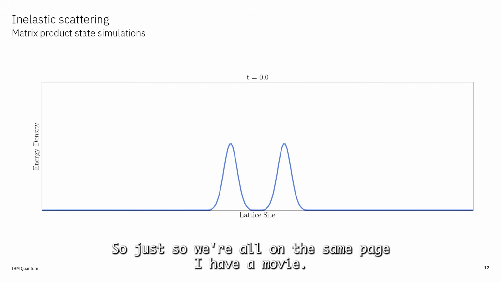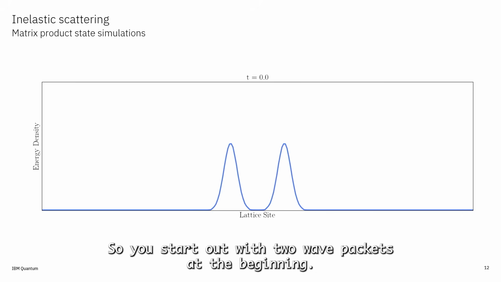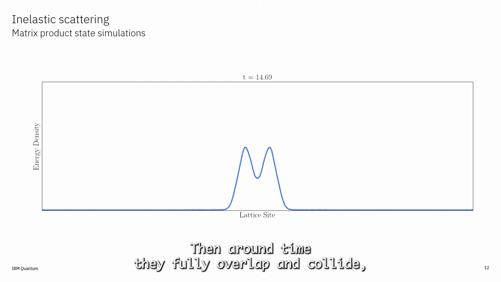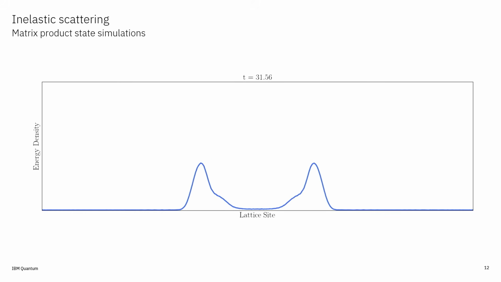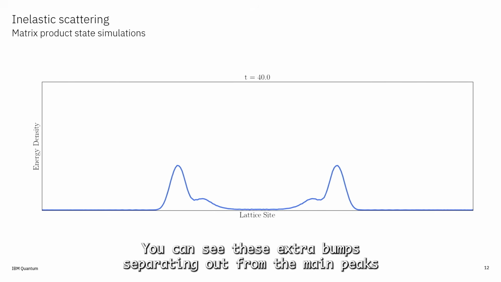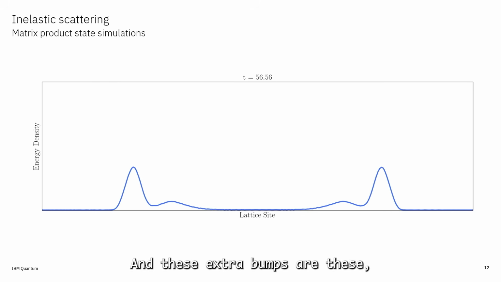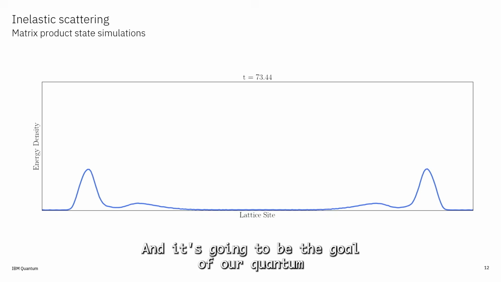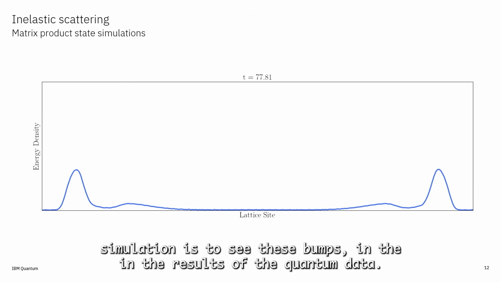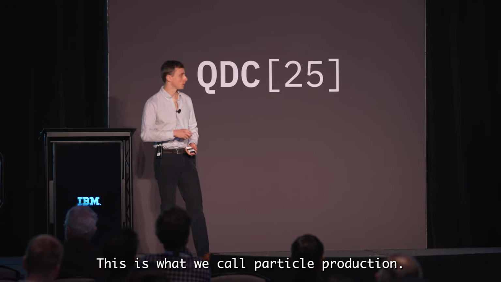So just so we're all on the same page, I have a movie. This is basically time slices of the picture on the previous slide. So you start out with two wave packets at the beginning, then around time equals 8, they fully overlap and collide, and then later on they move away from each other. And around time equals 30, you can see these extra bumps separating out from the main peaks that are traveling away. And these extra bumps are the tracks of the red particle, the heavier particles separating out. And it's going to be the goal of our quantum simulations to see these bumps in the results of the quantum data. This is what we call particle production.